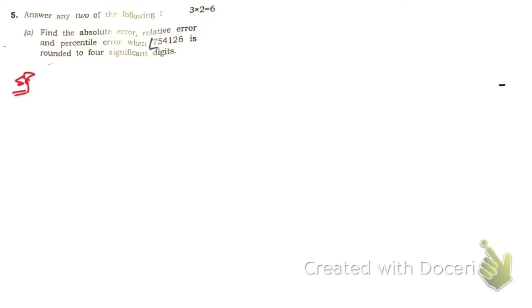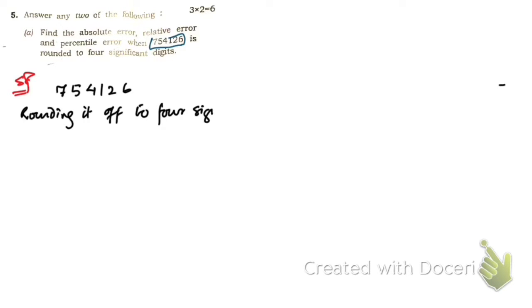Now let us solve this. This is the given number, 754126. Rounding it off to 4 significant figures, we get 754100. So now we have 4 significant figures only.